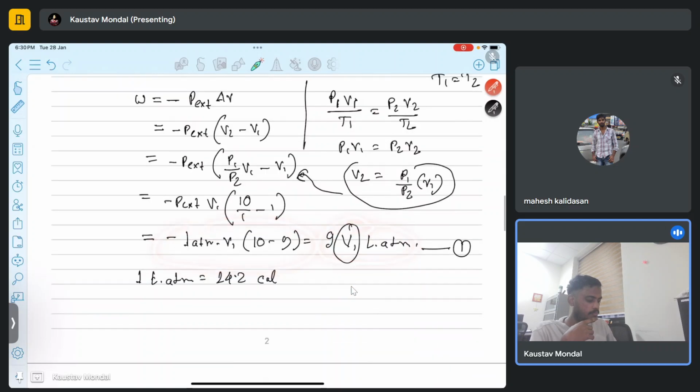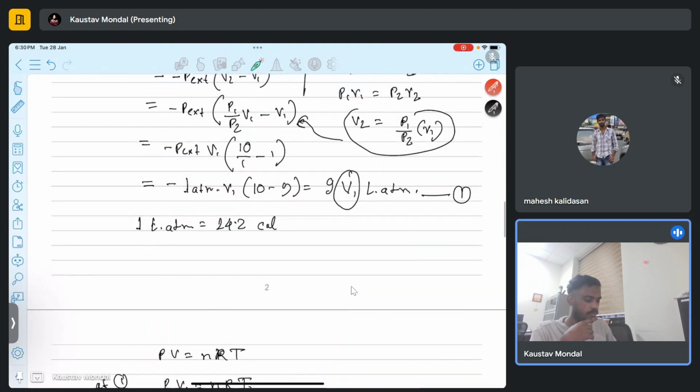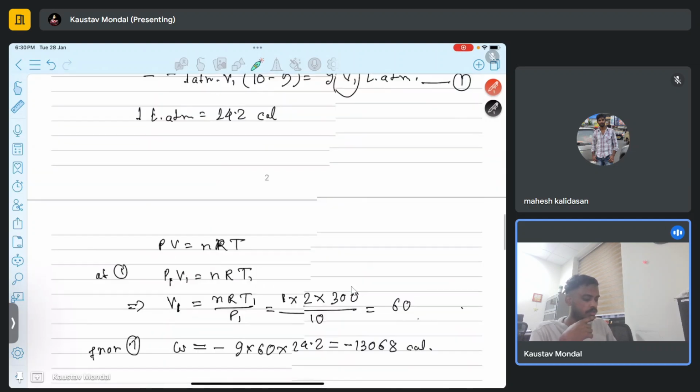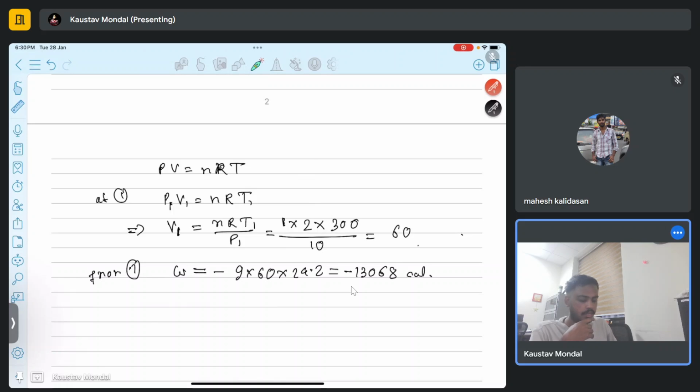Now from here we also have to calculate the value of V1. In order to do that, we use the ideal gas equation, P1 V1 equal to NR T1, right? So from here we have calculated the value of V1. V1 is equal to NR T1 by P1, and NR T1 is already given. R is 2, T1 is 300, N is 1, and P1 is 10. So from there we have calculated the value of V1 as 60.